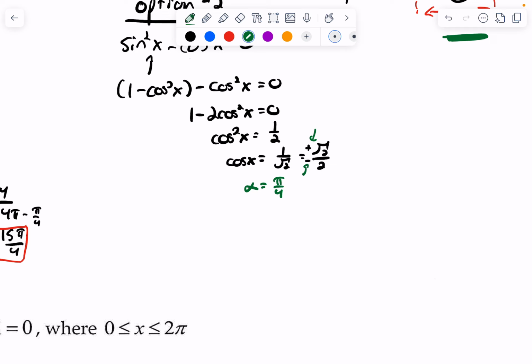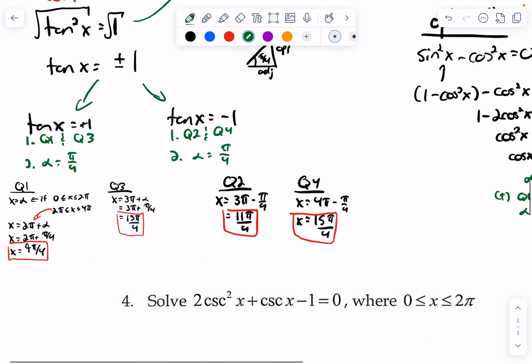Well, that means you're also going to have 4 different solutions, right? Because cosine is positive in quadrants 1 and 4, and it's negative in quadrants 2 and 3. All right. And then your alpha is going to be pi over 4 in both. And that's the same thing you just did here. Quadrant 1, quadrant 3, quadrant 2, quadrant 4, using the same alpha.